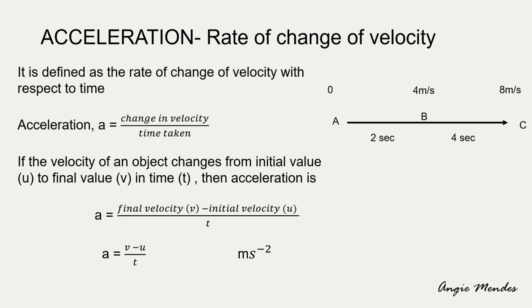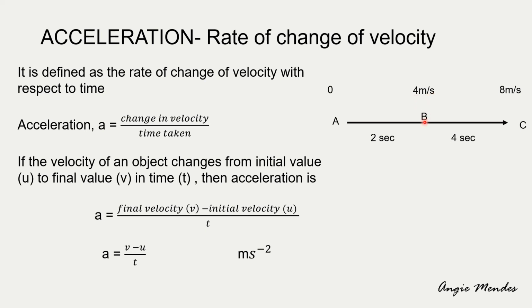Now from where did we get this final velocity and initial velocity? To understand that, let's look here. Now let's say the object has moved from A to B. If the object has moved from A to B, A will become its initial velocity. At A, its initial velocity was 0. But when it reached B, its final velocity was 4 meter per second.